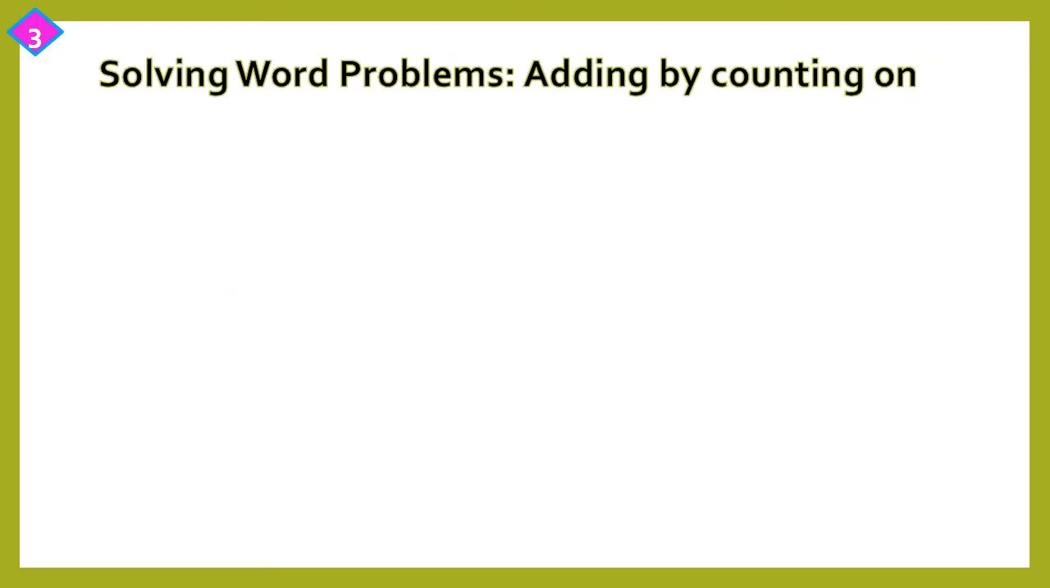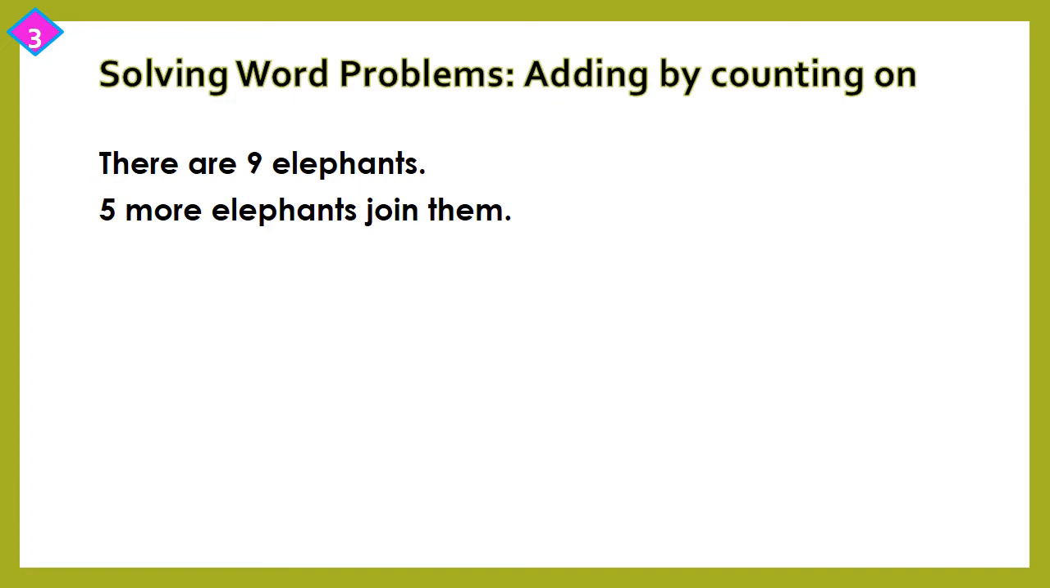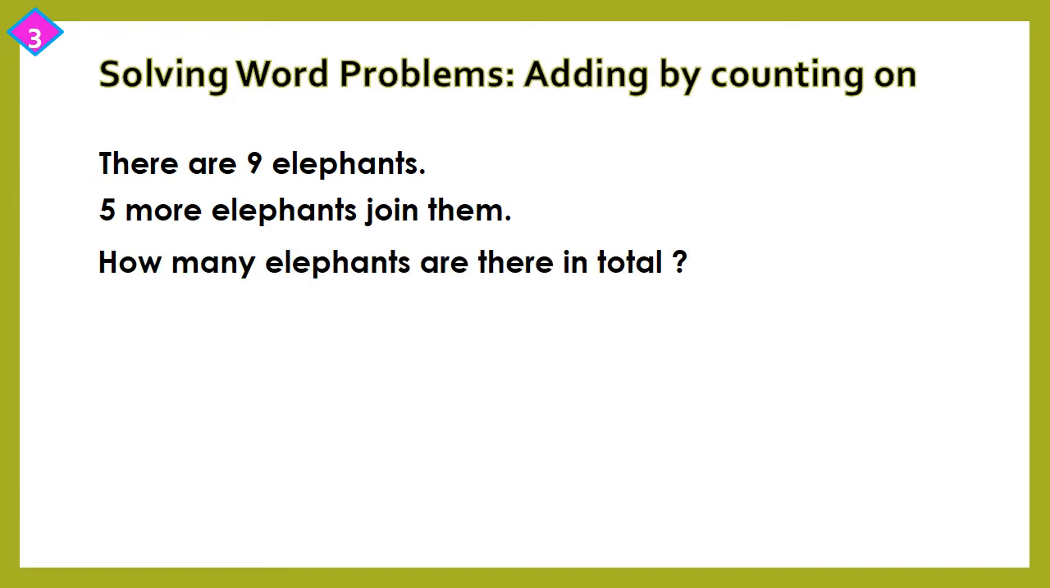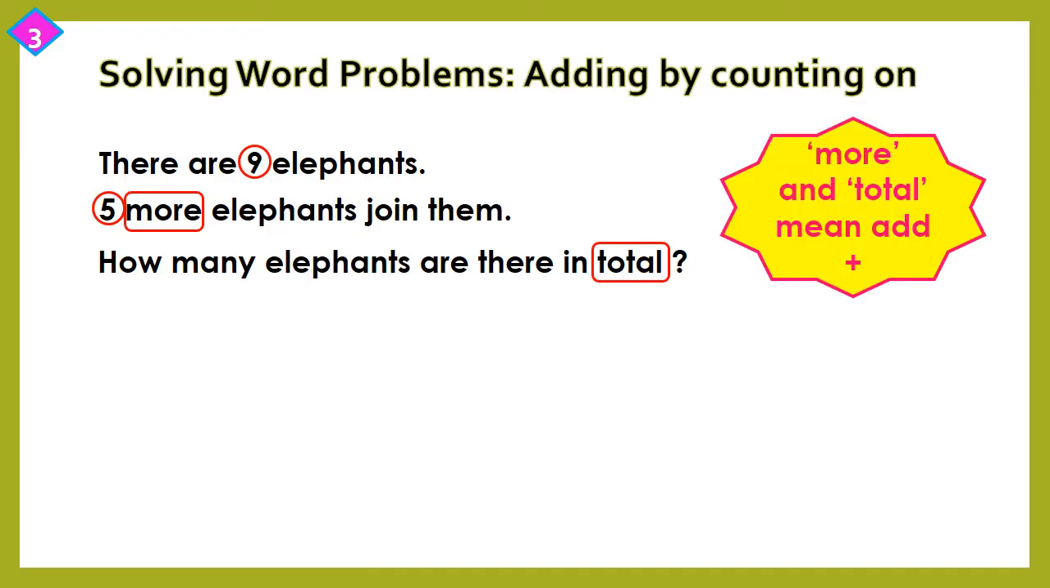Now let's solve another word problem by counting on. There are 9 elephants. 5 more elephants joined them. How many elephants are there in total? Remember to highlight the numbers in the word problem. Here we can see 9 and 5. Then we have to look at the important words that can tell us to add. In this word problem, we can see the words more and total. More and total mean add. Now let's add 9 and 5.